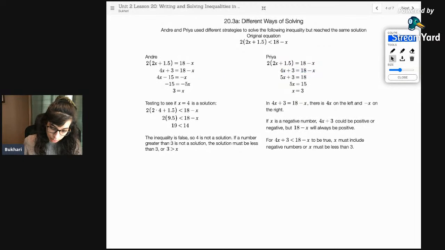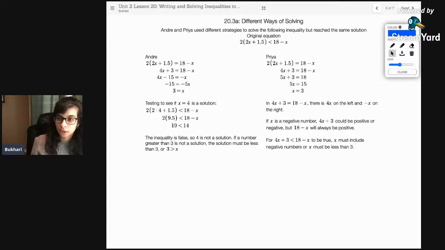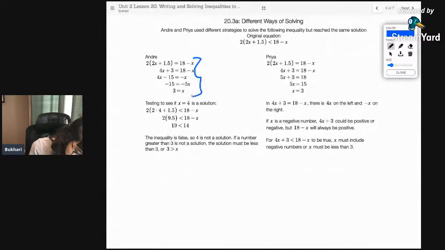In the slide here, we give 2 examples of Priya and Andre doing different ways of solving inequalities. And so what Andre does is he solves it as an equality. He turns this into an equality and gets X equals 3. And what he does is he substitutes, he wants to see if X equals 4 is a solution to the inequality.